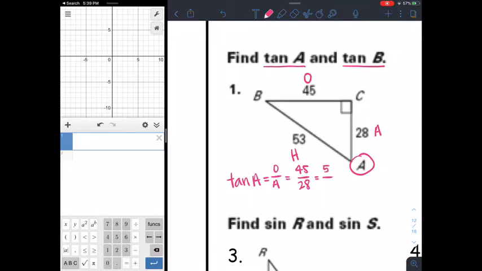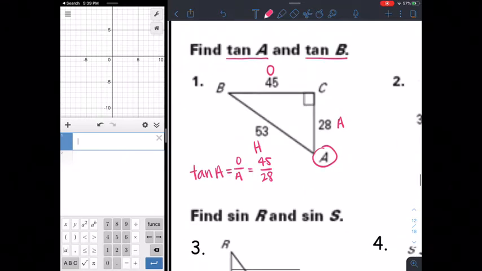5, no, I can't divide. Let's see, those may not. 45 and 28. You can always use your calculator, math, enter. Yeah, it's stuck. Quarantine's got my brain not working, I guess.